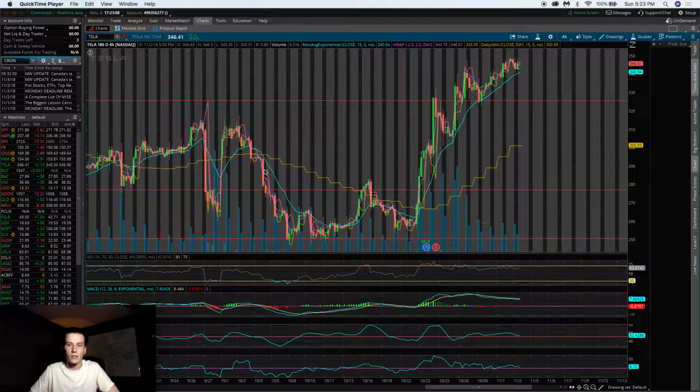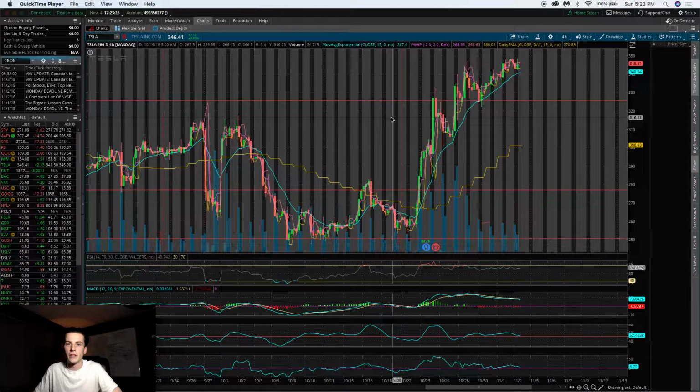So right now we're looking at Tesla. It's just an easy example for me. Basically you determine if the stock is uptrending or downtrending mainly by looking at where the stock is in reference to the EMA and also the SMA.